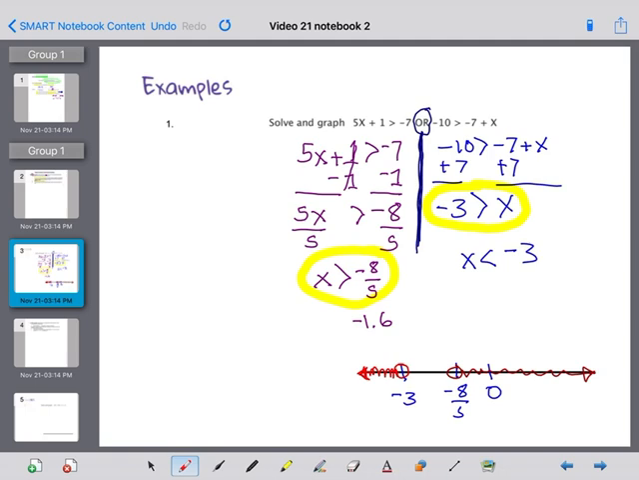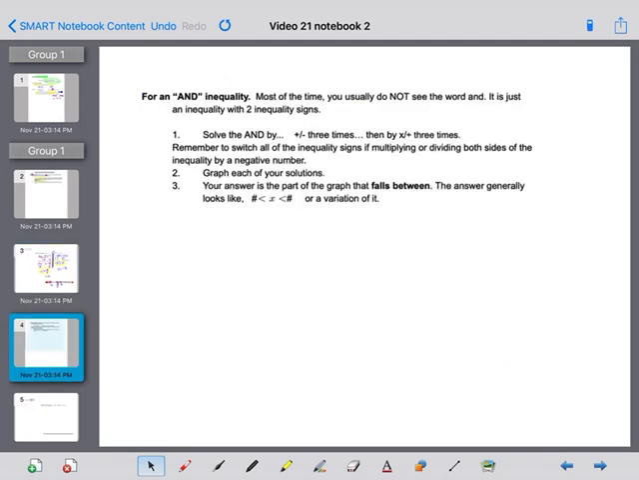So pause if you need to. You should have all the algebra on your paper, and you should have the shaded, labeled number line. And then when you're ready, join me, and we'll solve an and inequality. So for an and inequality, I'm going to circle the word and. Most of the time, you do not see the word and. You'll just see an inequality with two inequality signs.